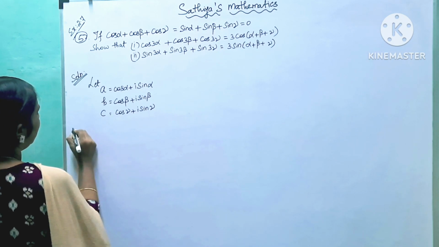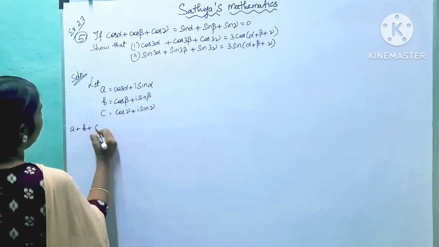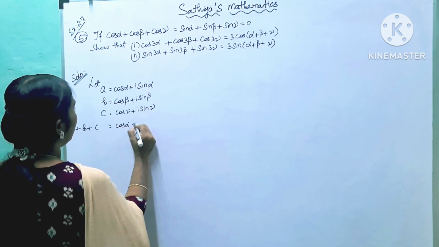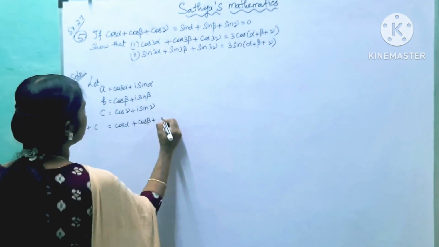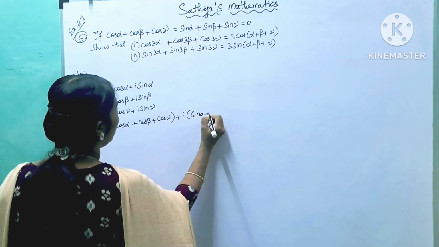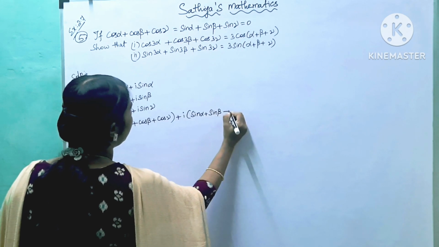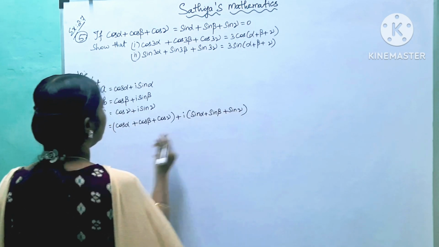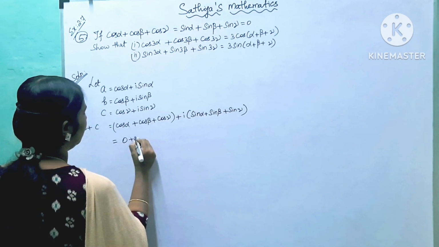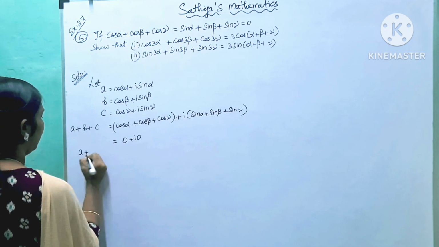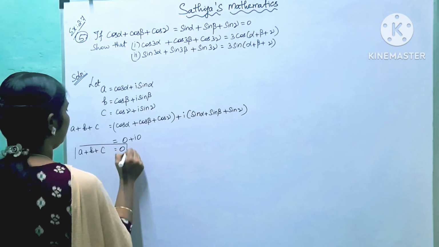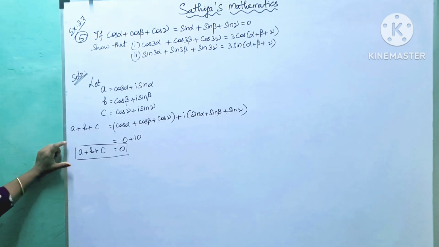Let us see what happens if we add these three complex numbers. A plus B plus C is equal to, add it vertically: cos alpha plus cos beta plus cos gamma plus I into sin alpha plus sin beta plus sin gamma. Now use the given condition. This is 0 and this is also 0. So we got A plus B plus C is equal to 0 plus I 0, which is nothing but 0. So A plus B plus C is equal to 0, we got one condition.